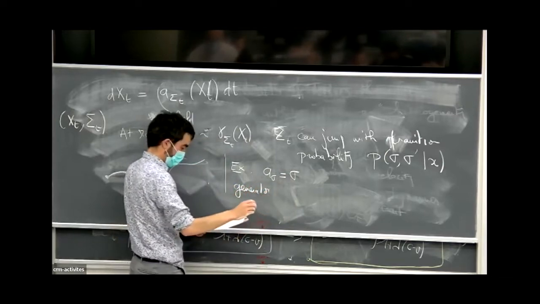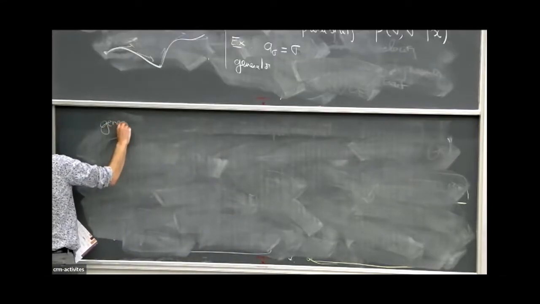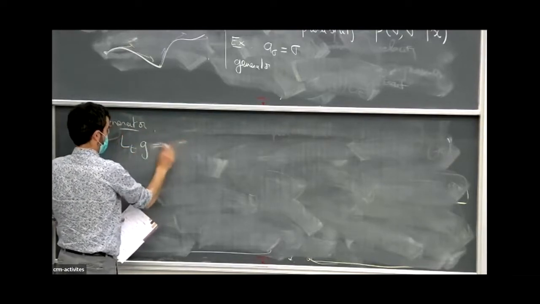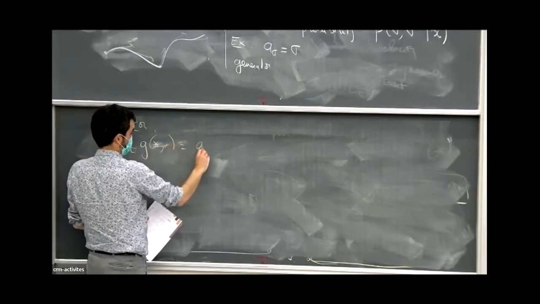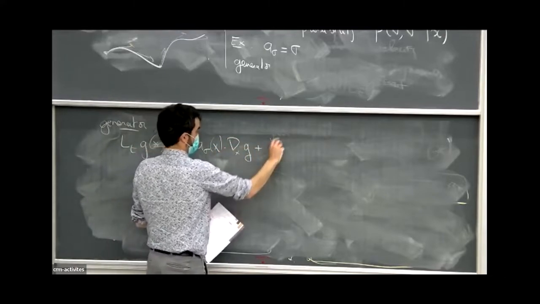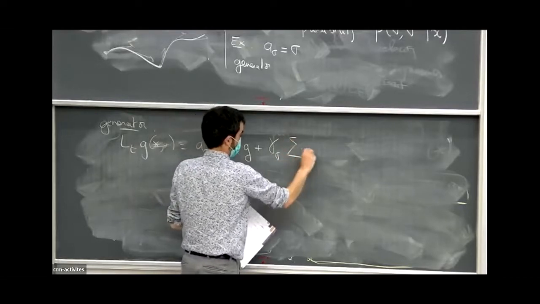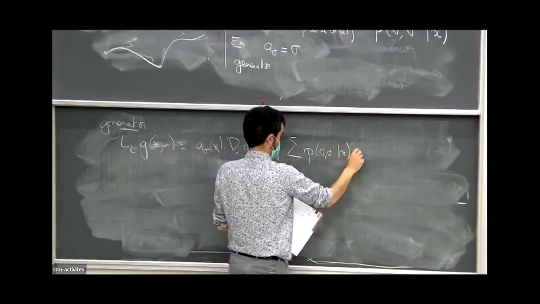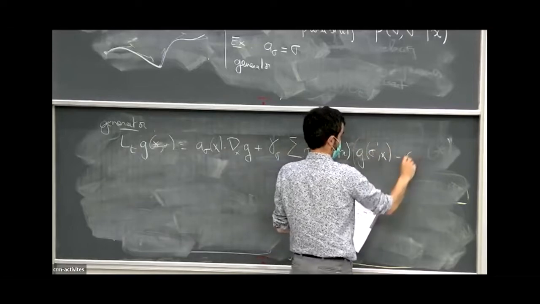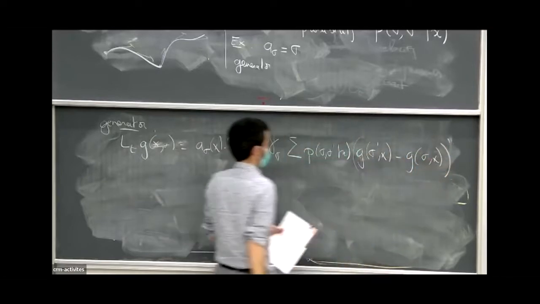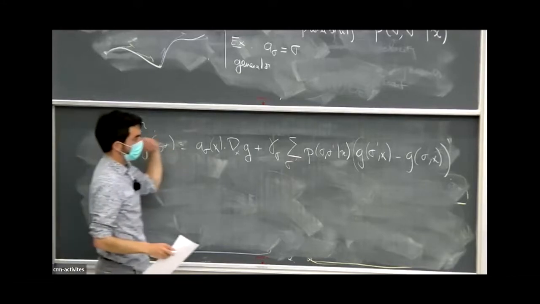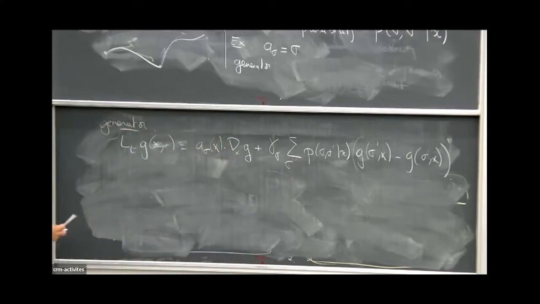So you have the generator of that process, which is L g of x and sigma, which is A sigma of x times the gradient in x of g, plus the rate of change p of sigma sigma prime x times g of sigma prime x minus g of sigma x. The sum is over sigma prime. So this is a generator, which is the dual of the kinetic equation I presented in the beginning.